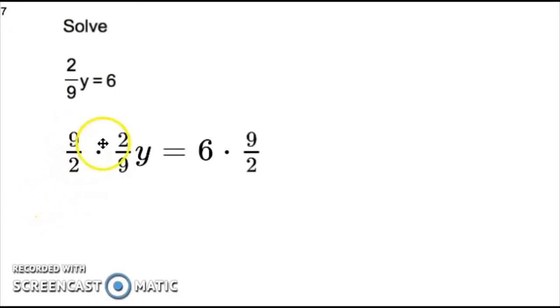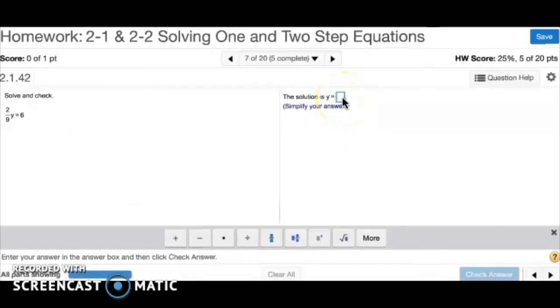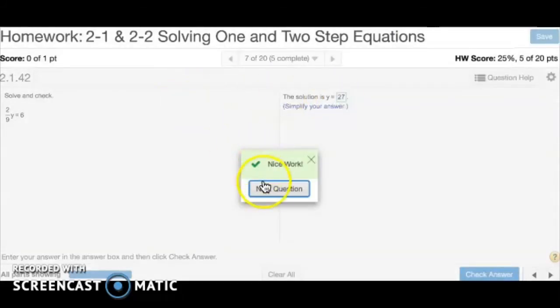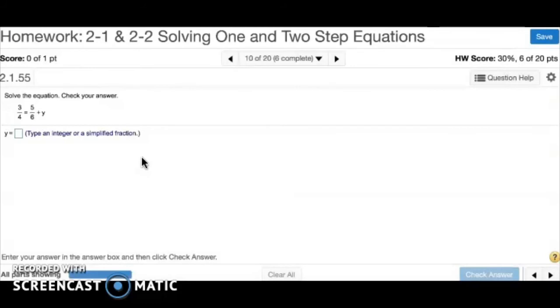Now 9 over 2 times 2 over 9 is 1, so we're just left with y on this side. Over here, we'll have 6 times 9 over 2, which will give you 27. So y equals 27. Let's type it in. Typing that in, and that's number 7.